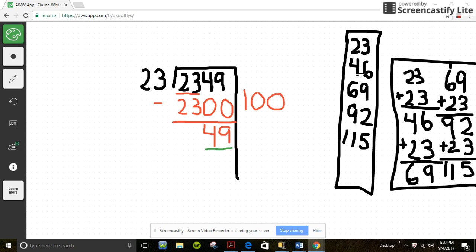So I can say that I can put 23 into 49 2 times because I count 1, 2. So I put my 2 on the outside and then I put my number 46 right underneath. Now remember, the next step is going to be subtraction and I'm going to have 3 left over. And we're going to talk about what your remainder can look like.